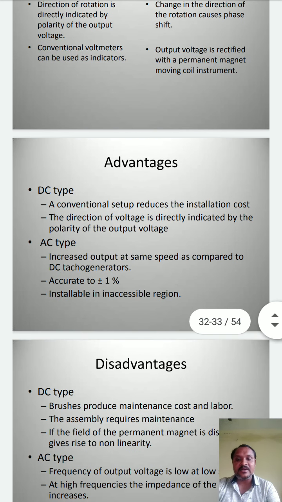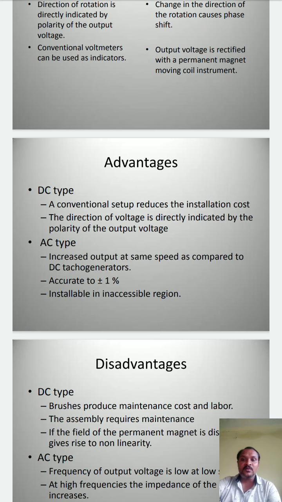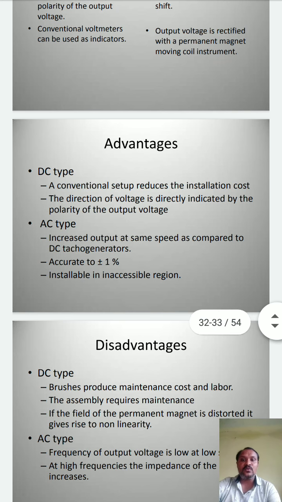So let us see the advantages of the DC and the AC type. For the DC type, a conventional setup reduces the installation cost. That is one major advantage, as it minimizes the installation cost. The second advantage is that the direction of rotation is directly indicated by the polarity of the output voltage.